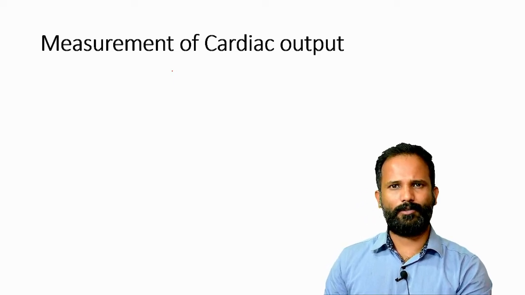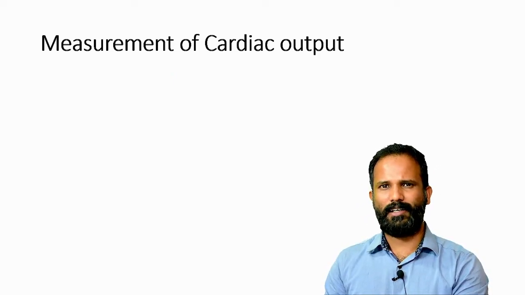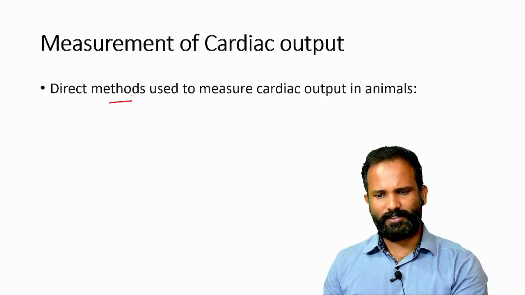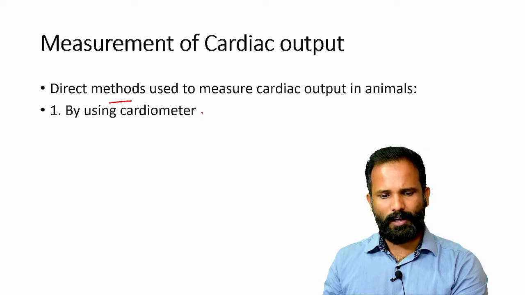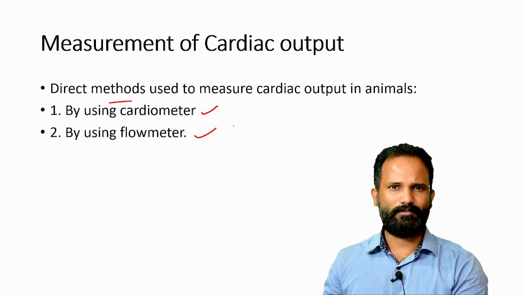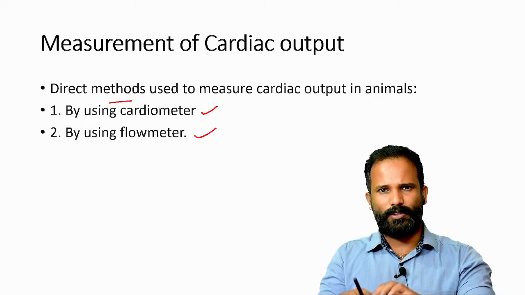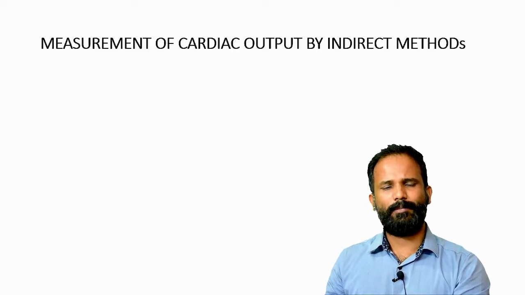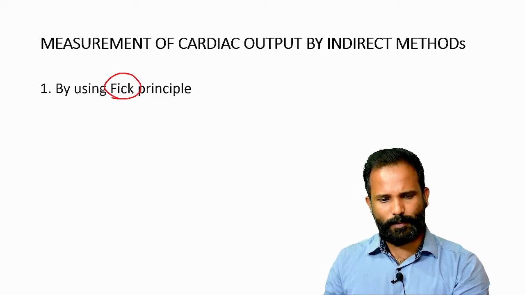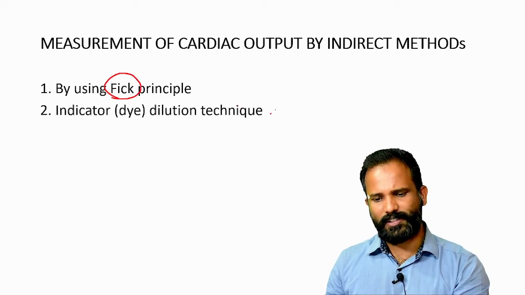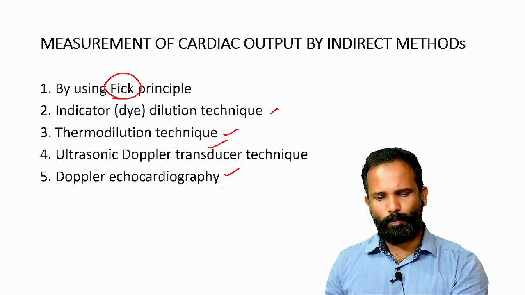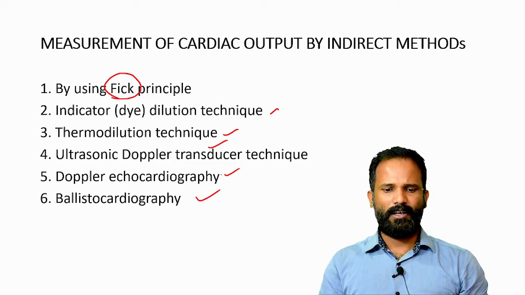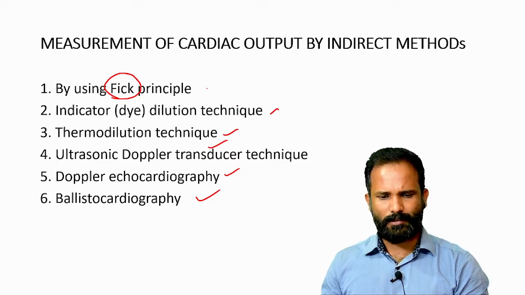Coming to the measurement of cardiac output, it can be done experimentally by direct methods and indirect methods. Direct methods we previously used for animal experiments, either using a cardiometer or a flow meter, where the vessel is cut and connected to the cardiometer or flow meter. Indirect methods: our prime target is Fick's principle, and other than this we have the dye dilution technique, thermodilution technique, ultrasonic Doppler transducer, Doppler echocardiography and ballistocardiography. These are the methods of recording cardiac output, but our concern primarily is Fick's principle.